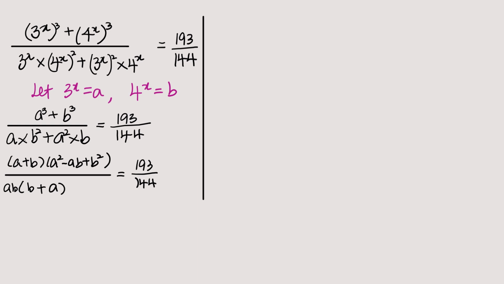Can you further simplify it? Yes, of course you can, because you will see that a plus b divided by this a plus b at the denominator will give you 1, leaving only a squared minus ab plus b squared over ab equals to 193 over 144. So how do you go about solving these equations? Yes, you can multiply both sides of the equations with 144ab.